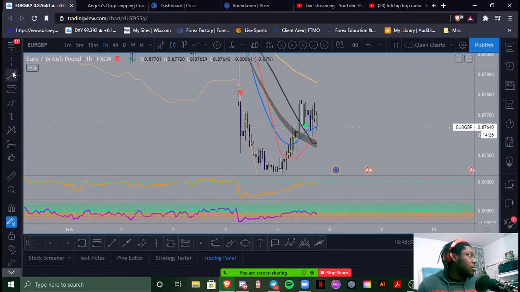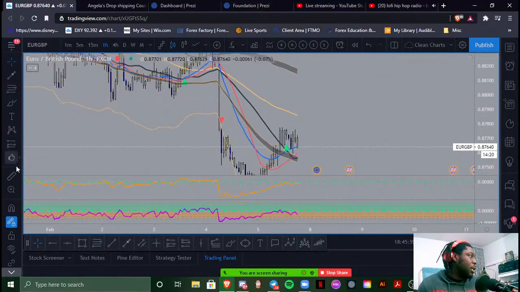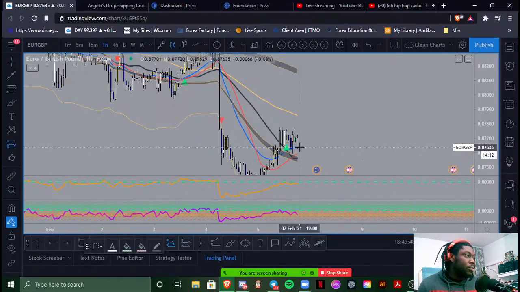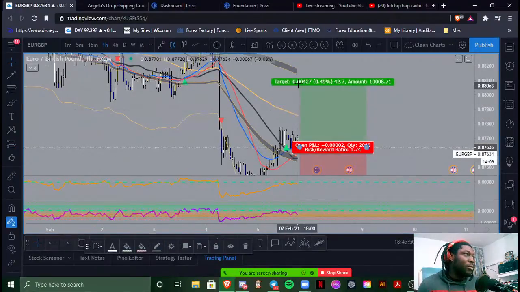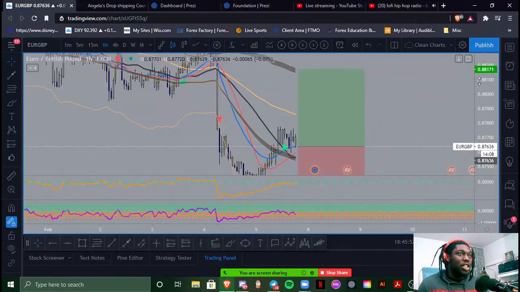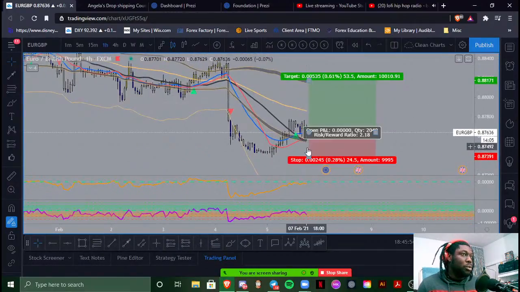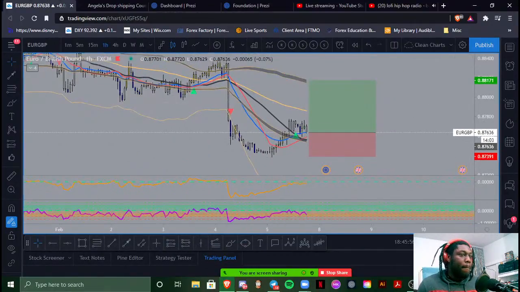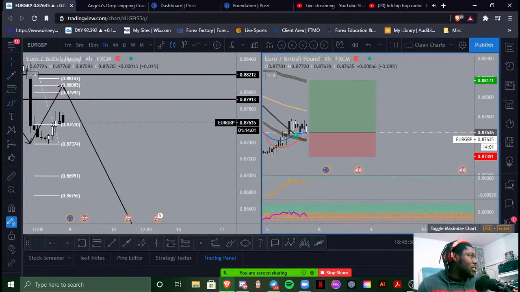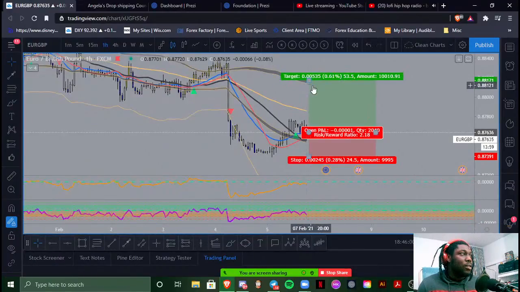If I can get price to show love and come a little lower, then I might get in. But actually, let me see how many pips it is to see if it's worth it to risk it. 8 pips, man. Alright. This is what I'm looking at. I told you guys I wanted the retest to come up to 0.88, what? 0.88085.